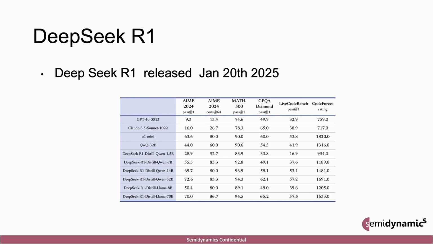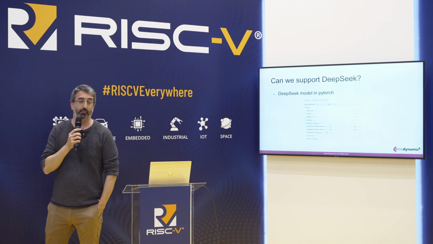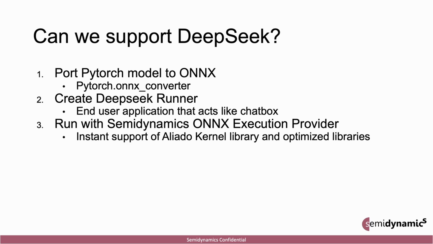So we get one of the distilled versions. Can we run that? Sure. The DeepSeek model is in PyTorch. We are supporting ONNX. So what can we do? We just download the PyTorch model and use the PyTorch ONNX converter, based on their own tooling. We don't need to do anything. We converted the model easily to ONNX.